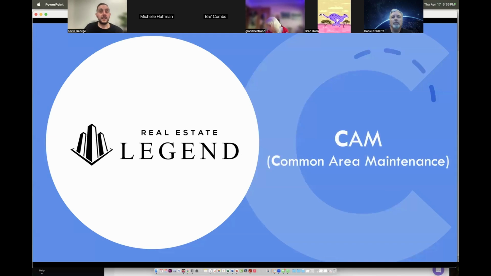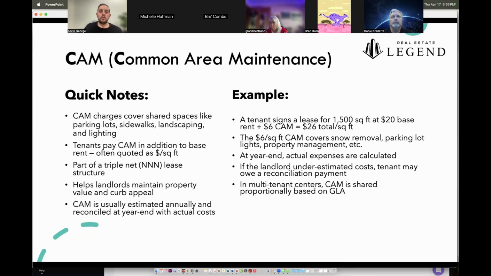CAM, you're going to hear this a lot. Common area maintenance. So CAM is charges that are charged to tenants for things like parking lot maintenance, sidewalks, landscaping, lighting, and it's part of a triple net lease structure. So a triple net lease or net lease is where you're paying the rent, but on top of the rent, you're also paying property tax, maintenance, and insurance. So CAM is estimated annually, and it's sort of a guess. The landlord is going to guess what the CAM is, and then towards the end of the year, if you owe them more money, you reconcile with the landlord.